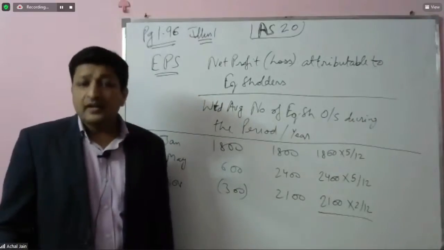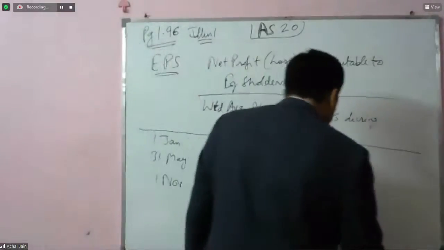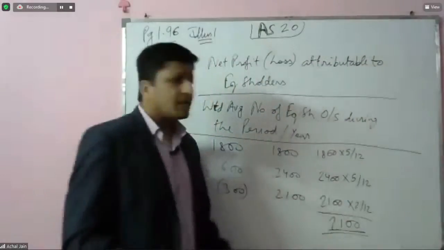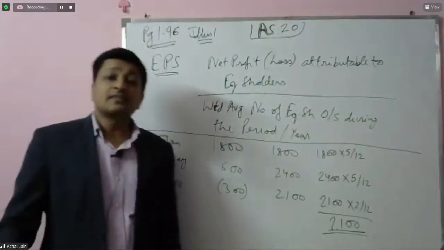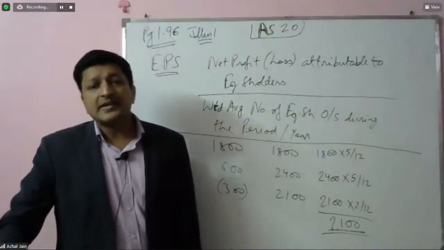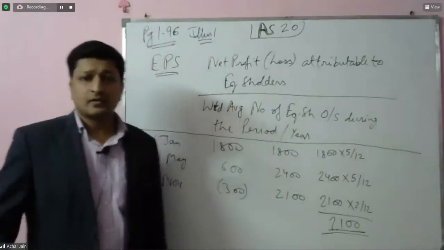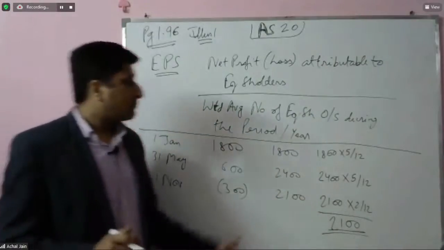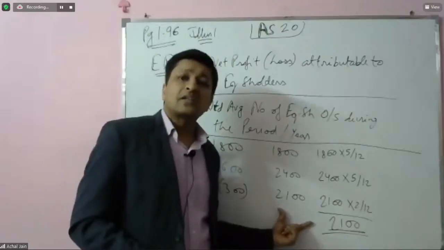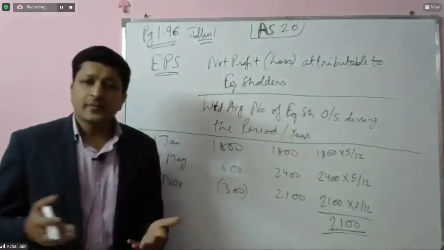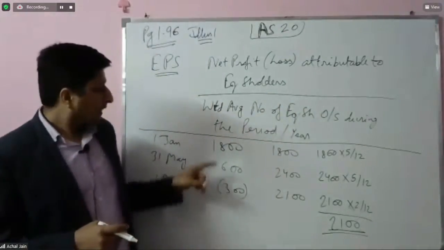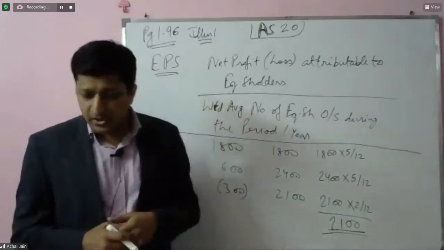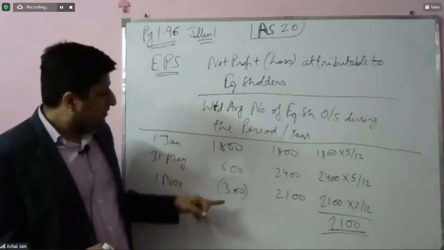So what do we get with this? 2100 shares. This 2100 is nothing but the weighted average number of shares outstanding. This is the first approach, which we picked up by using the cumulative balances. Another approach which is possible will not take the cumulative balances, but will take the number of shares as and when they change. So 1800 shares for the full year.